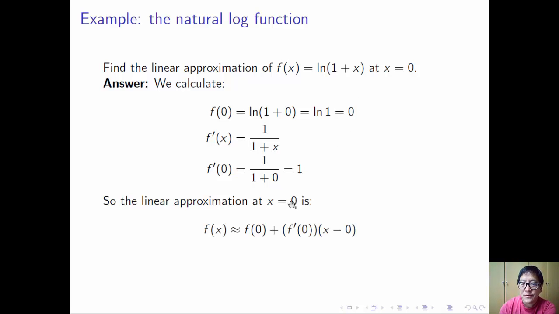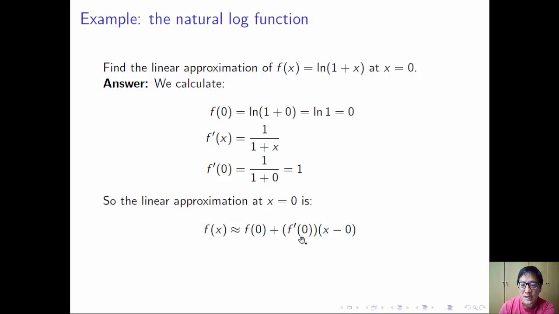f of x is approximately equal to f of 0 plus f prime of 0 times x minus 0. And so remember, when you take this linear approximation, one of the mechanical things that people get wrong on this subject is that they forget to plug in the actual value at where you're taking the approximation.